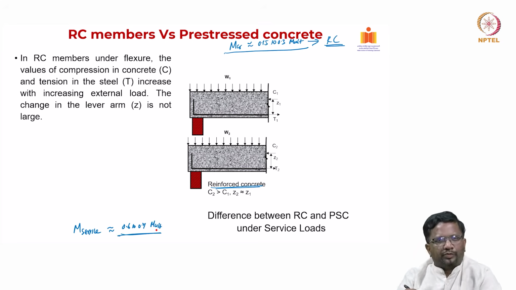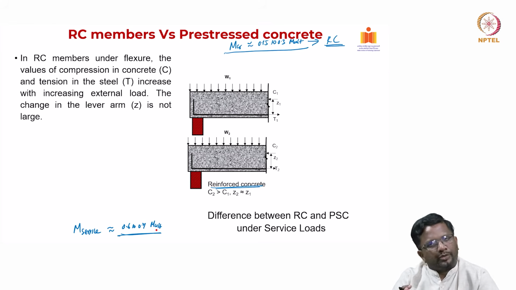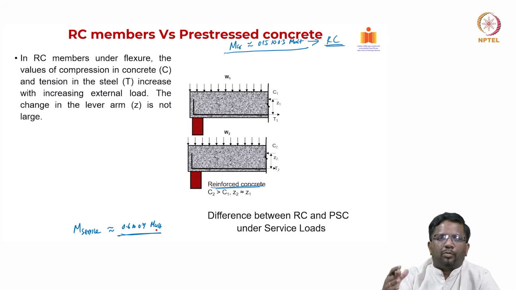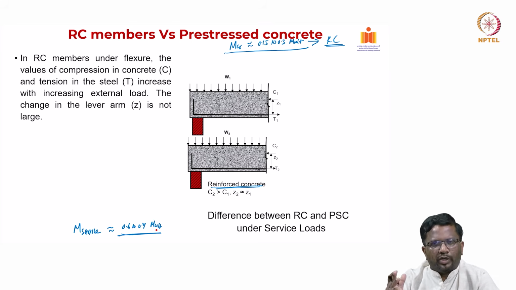So in RC sections, usually under service loads you are allowed to have cracks, because my cracking moment is only 15 to 30% of ultimate, but service moments are going to be 60 to 70% of ultimate. So the sections are always assumed to have cracks, but in design what we do is we put enough amount of steel in such a way that the crack widths are going to be kept less than 0.2 millimeter or 0.1 millimeter or 0.3 millimeter depending upon the exposure condition. So that is what we do.